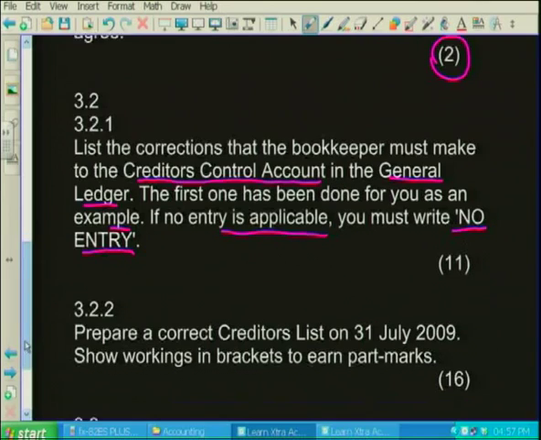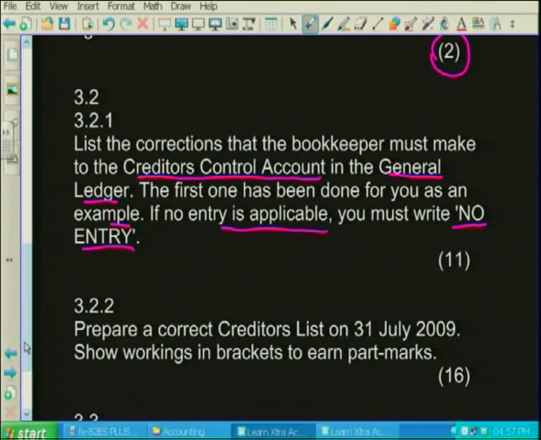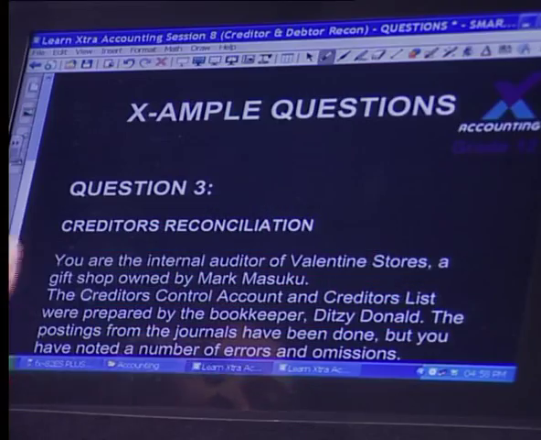The next part of this question: prepare a correct creditors list on the 31st of July 2009. Show workings in brackets to earn part marks. We've spoken about brackets on numerous occasions now, guys. Remember, in order to earn part marks, you've got to show bracket work. Right, let's move on to the information.